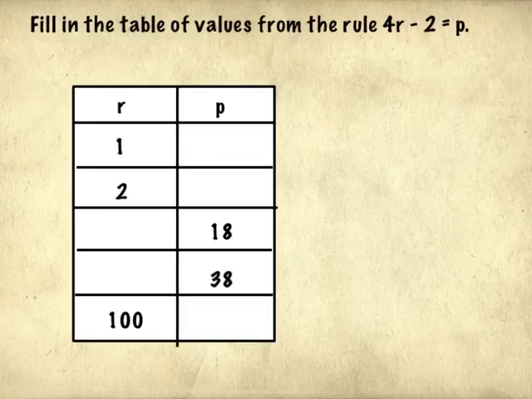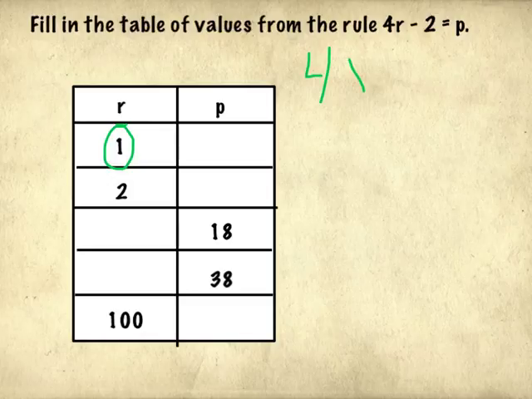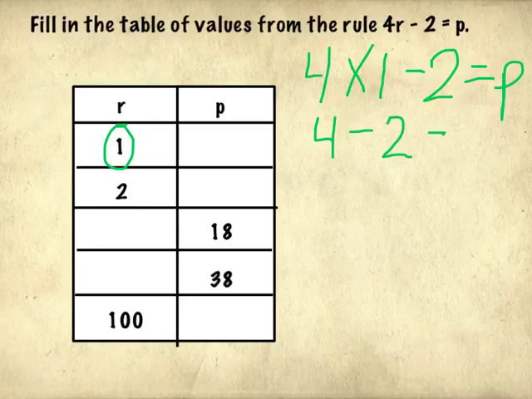So here I'm asked to fill in the table of values from the rule 4r minus 2 equals p. If I know that rule, I can take the value in r and sub it in. So 4r is the same as 4 times r, and in this case r is 1. So 4 times 1 minus 2 equals p. 4 times 1 is 4. 4 minus 2 equals p, which is going to be 2.